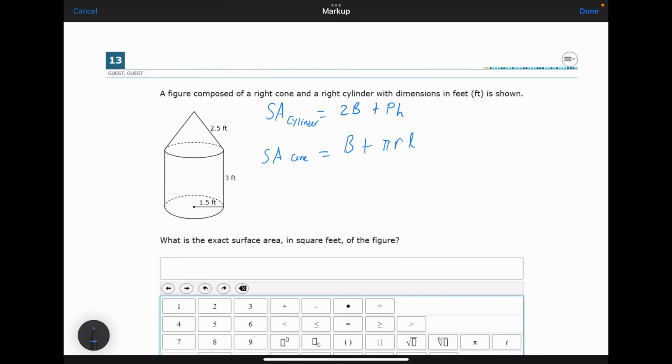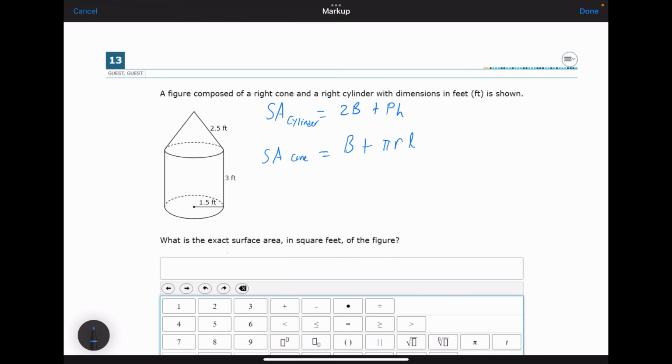Okay, question 13. We have a figure composed of a right cone and a right cylinder with dimensions in feet, and we are to find the surface area in square feet. So we don't need to do any conversions. We're just going to find the direct surface area using the dimensions in this shape. I have written out the equations of surface area for both cylinder and cone as they appear on your reference sheet that you'll be given on the exam day.